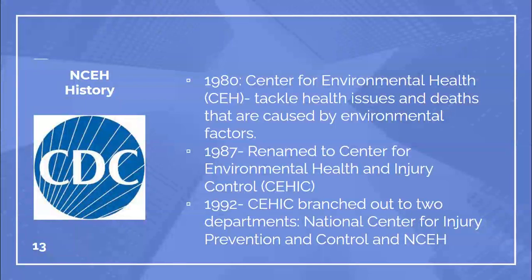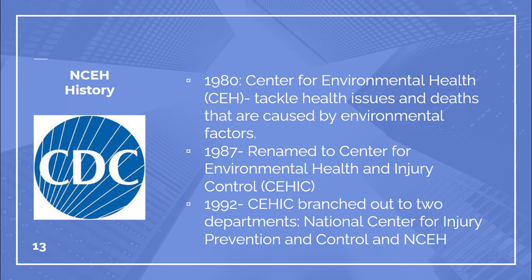We have heard a lot about the CDC within this year and a half with COVID, but we're not talking about that agency today. Instead, we're talking about a branch of that. So in 1980, the CDC created the Center for Environmental Health, which dealt with health issues and deaths that are caused by environmental factors, which is what the NCEH deals with today. In 1987, the CDC decided to add an additional responsibility to CEH, which dealt with non-occupational injuries, which led to the name change of the Center for Environmental Health and Injury Control, or CEHIC.